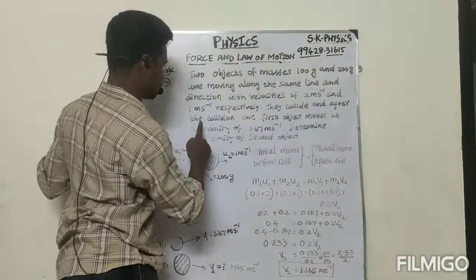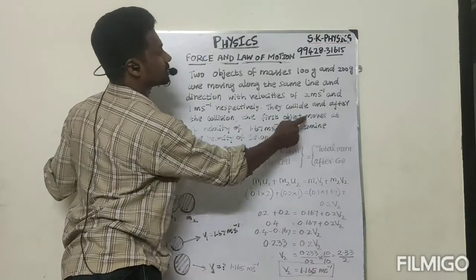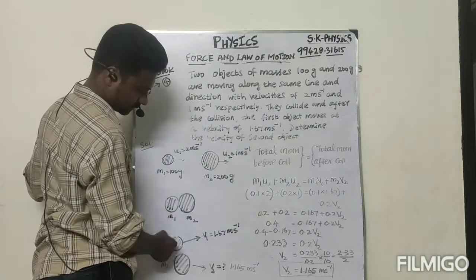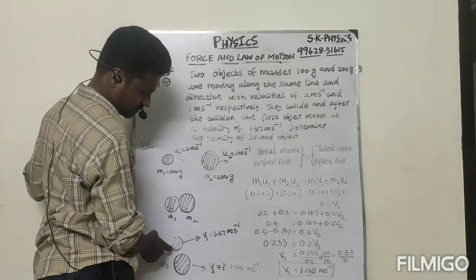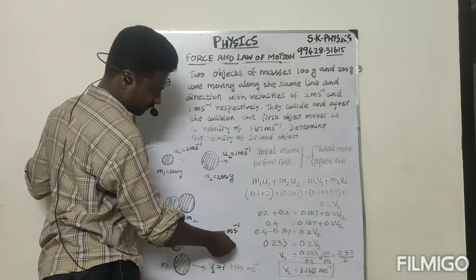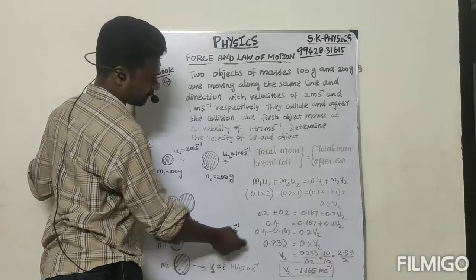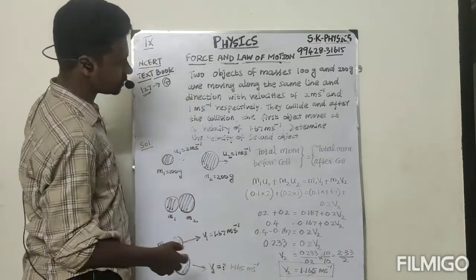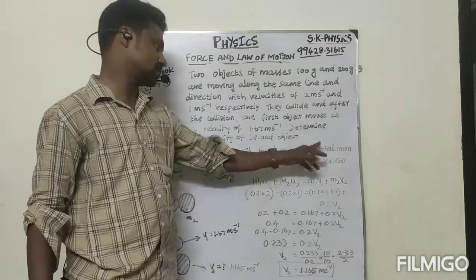After the collision, the first mass is moving with the velocity of 1.67 meters per second. So determine the velocity of the second object. That's all. So total momentum before collision is equal to after collision.